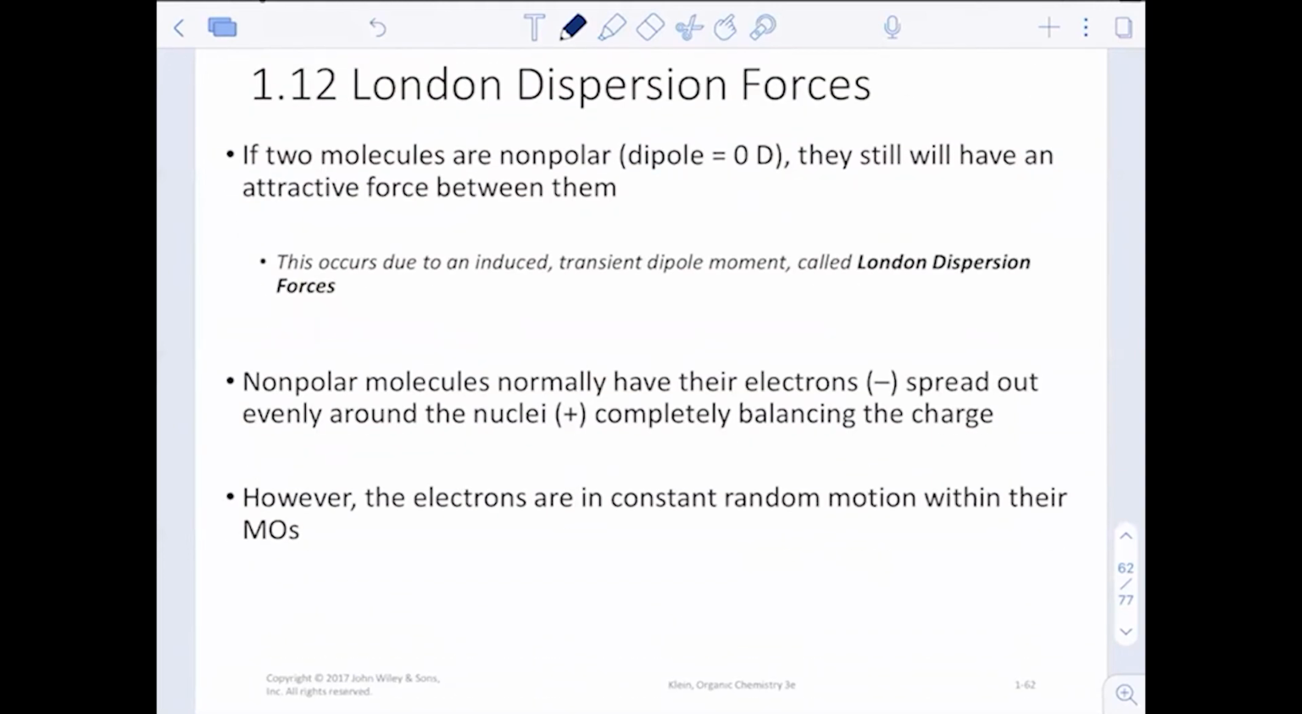Now, if two molecules are nonpolar, they still do have attractive forces. This is where we get London dispersion forces. Everything has London dispersion forces.